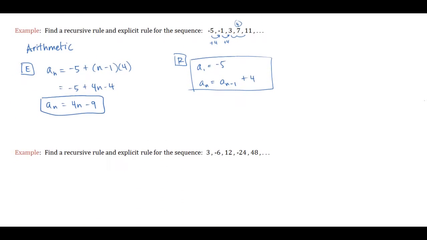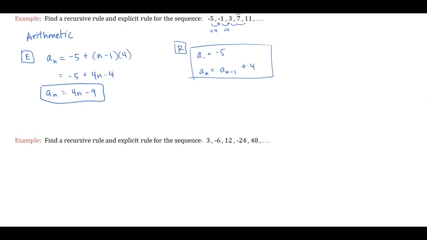What about this? Could you find a recursive rule and explicit rule for the sequence? Well, let's look. Looks like they added a negative 9. So if they continued that sequence, oh, no, they didn't. So it's not arithmetic. So then if I check to see if it's geometric, I divide. -6 divided by 3 would be -2. 12 divided by -6, they get -2. Ooh, 24. Okay, look at that.